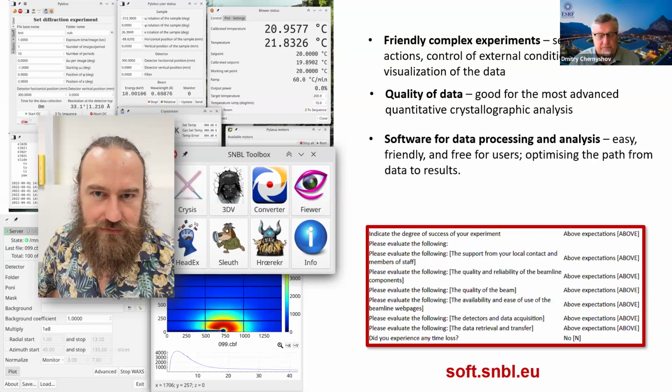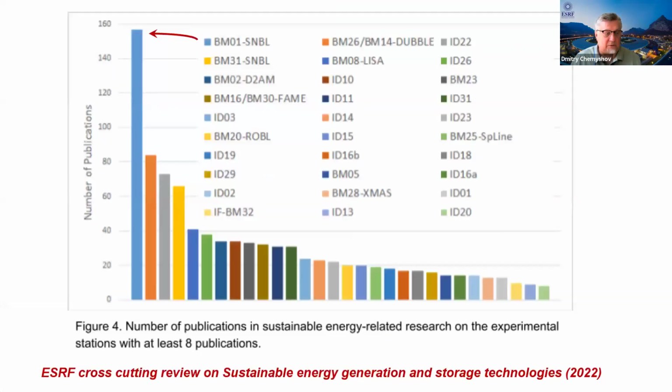The other measure of success at the beamline is the number of publications, but that you can check yourself on our website. Here I want to show you the result of the ESRF cross-cutting review on energy-related materials, where you can see that our beamline actually contributes quite a big portion of the entire ESRF outcome.